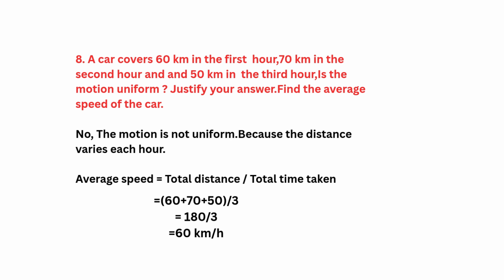Average speed we want to calculate. Find the average speed of the car. Average speed is equal to total distance divided by total time taken. Distances: first hour 60 kilometers, second hour 70 kilometers, and third hour 50 kilometers. So we want to divide, 180 divided by 3 is equal to 60 kilometers per hour.